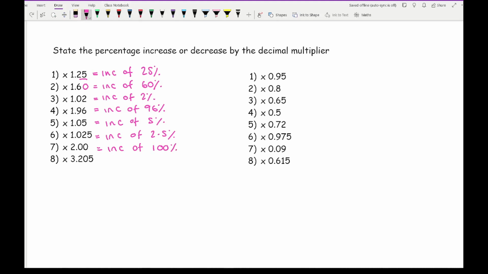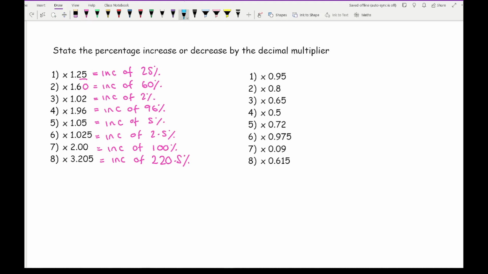And the reason for that is because when we're multiplying by 1, we're not actually changing anything. It's only when we multiply by something that's bigger than 1 that there is an increase. And then here, this is going to be an increase of 220.5%. So just be careful when you've got multiples of the decimal multiplier, it is different to starting with a 1.